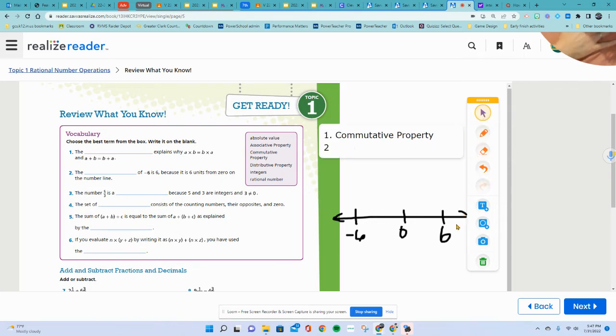I'm not exactly sure how to delete all these things yet, but I'm sure that as the year goes on, I will figure it out.